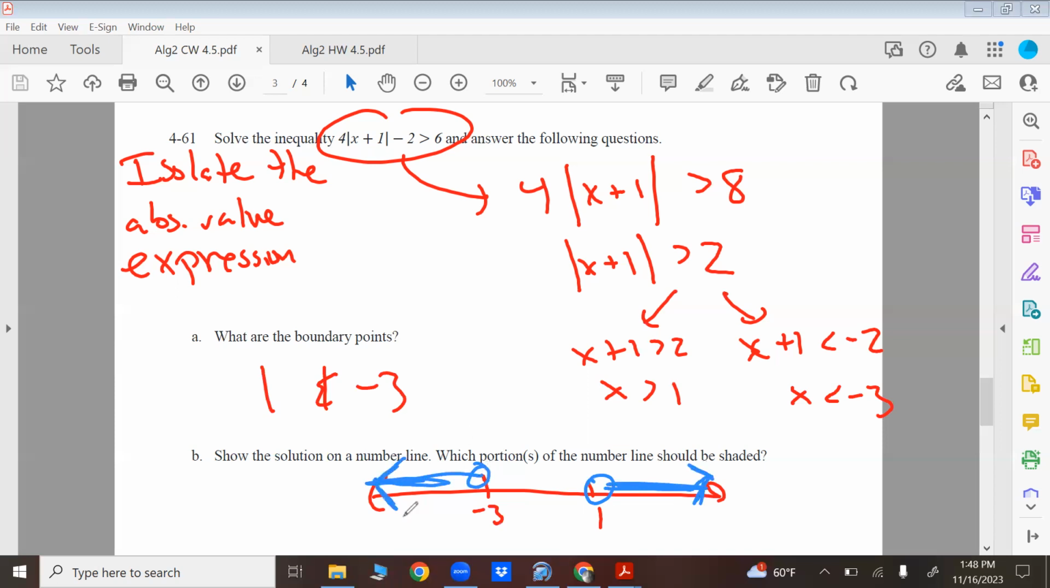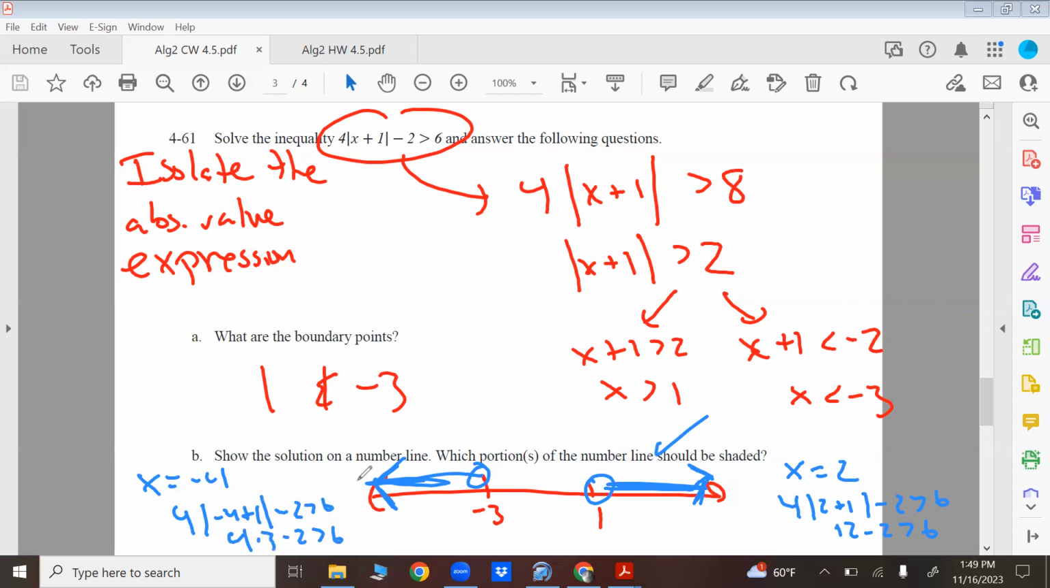You don't have to do the plus or whatever. Not necessarily, because we've actually already solved it now. If you think about it, if I plug in numbers bigger than 1, 4 times 2 plus 1 minus 2 is greater than 6. That's true, because 12 minus 2 is definitely bigger than 6. Oh, hold on, Hunter. If I plug in, say, -4, 4 times -4 plus 1 minus 2 is greater than 6. That's true, because 4 times 3 minus 2 is still the same thing.